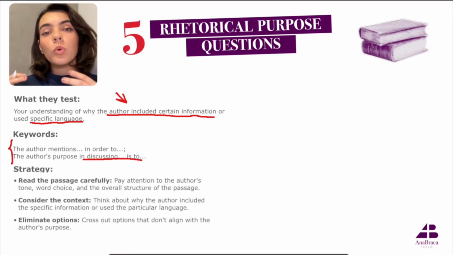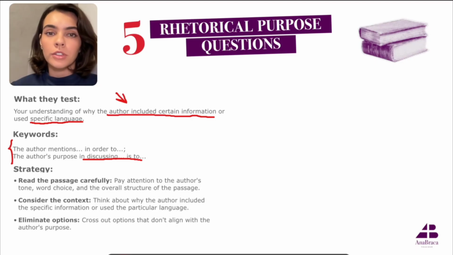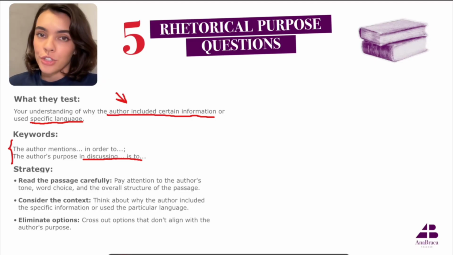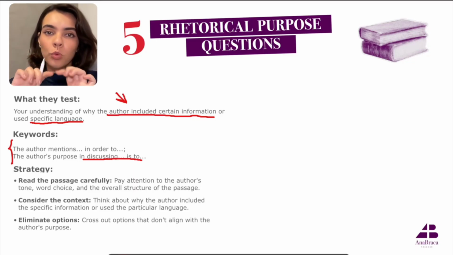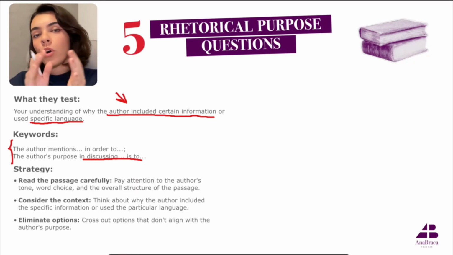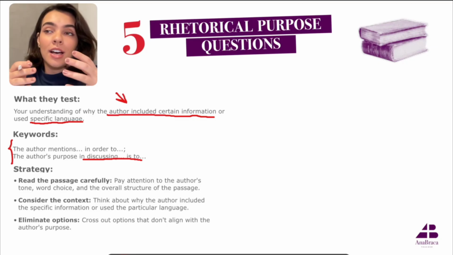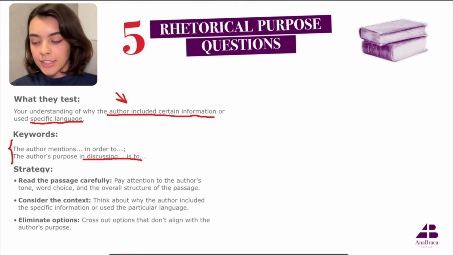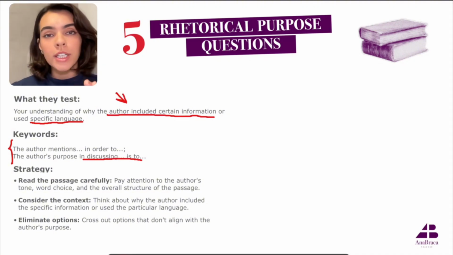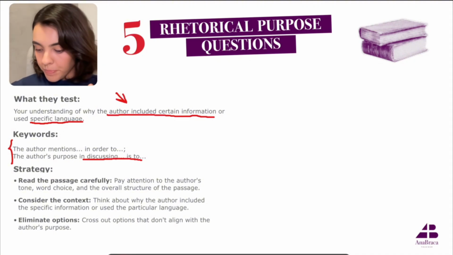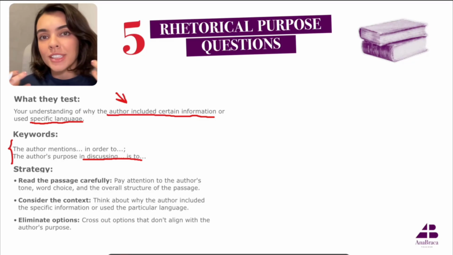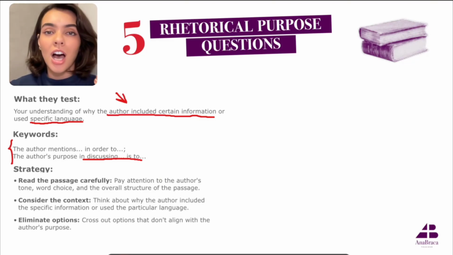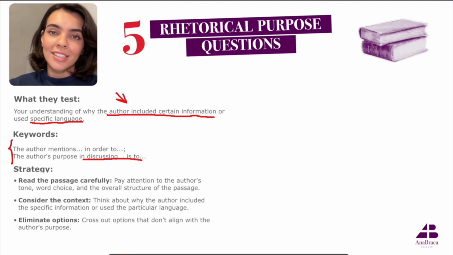Okay? And what is the strategy to go about this kind of question that is sometimes a little bit more challenging? Because you have to understand why that sentence or why that wording is in that part of the text. So you have to read the passage carefully and understand the author's intention. Then you have to consider the context in which that sentence is.